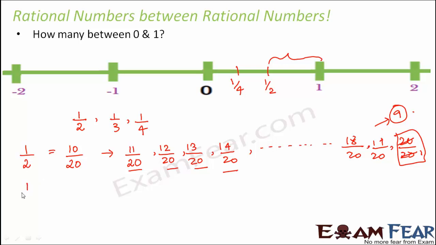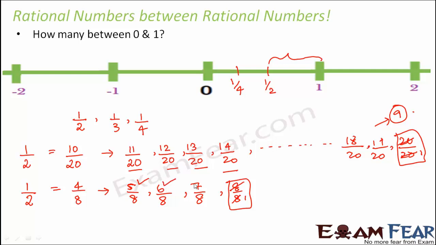Once again, the same 1 by 2 can also be written as 4 by 8. Again, they mean the same thing, right? So now what about these numbers? 5 by 8, 6 by 8, 7 by 8, 8 by 8. So 8 by 8 is again 1. That means again between 1 by 2 and 1, you have all these numbers: 5 by 8, 6 by 8, 7 by 8. So again in the same place. How many are they? Here you get 3 more rational numbers.